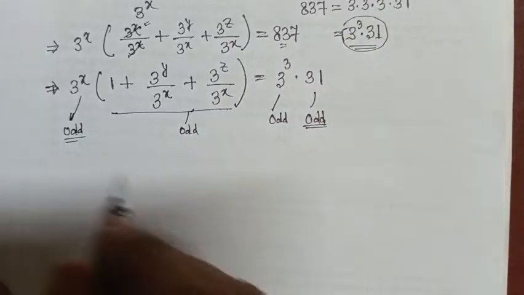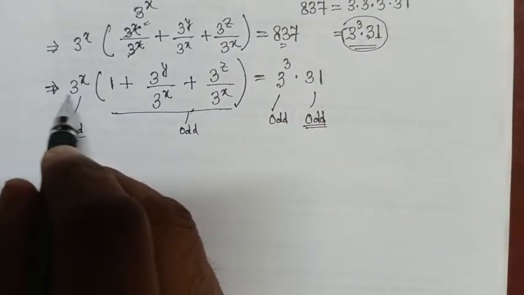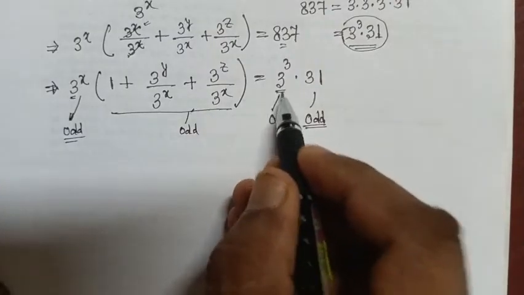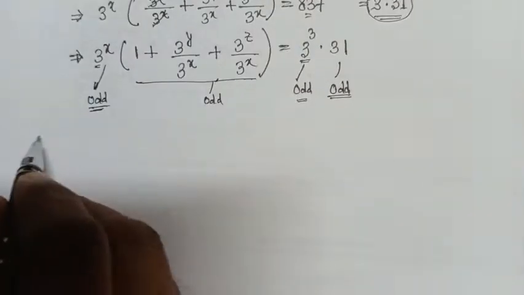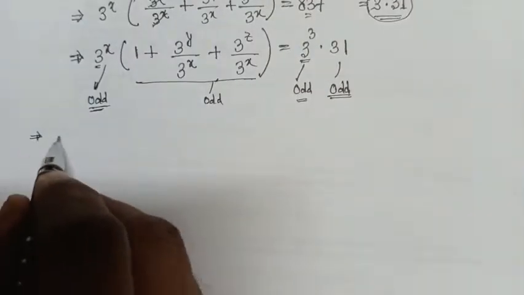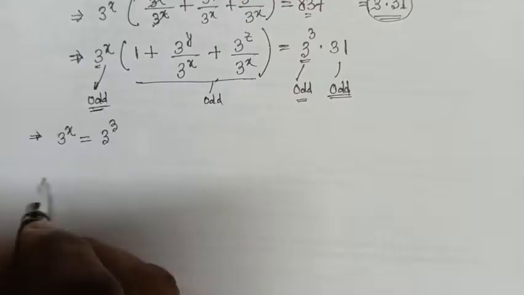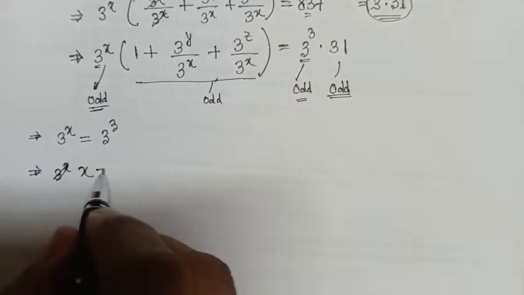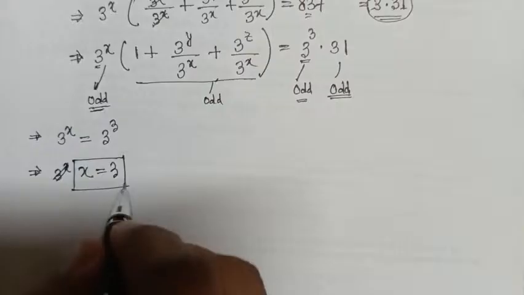Now compare the base, like 3 to the power x and here 3 to the power 3. You can write 3 to the power x is equal to 3 to the power 3, and we get x is equal to 3 as the base is the same, 3.